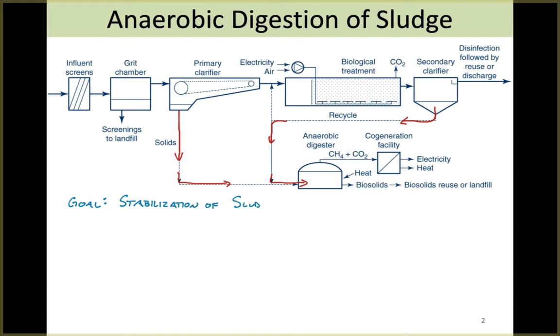So the reason that we go through anaerobic digestion of our sludge is to stabilize the sludge. And that has three primary purposes. So one is we want to generate a material that's not going to continue to degrade and change dramatically. So we don't want a lot of reactions happening in this material. So we want it stable.